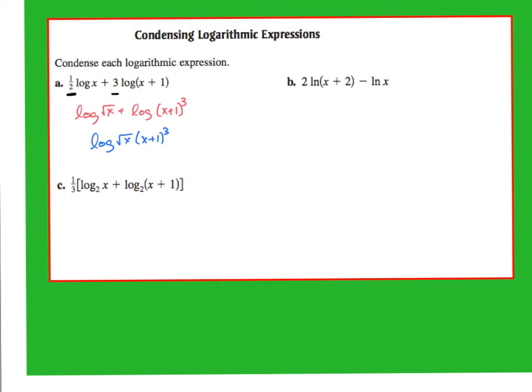All right. Here we go. So on this one, what do I need to do with this 2? This is a what? That's an exponent. So this is a natural log of the quantity x plus 2 squared. And then I have minus natural log x. Well, this minus thing is really what? Division. So now I have natural log of x plus 2 quantity squared over x. All right. And there's my single logarithm.